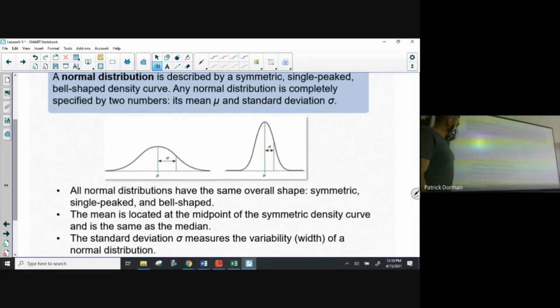So this is what a normal distribution looks like. Really, this is all we're going to do is just show you what it looks like. It is symmetric, has a single peak. The mean and the median are equal, and they're both the center. We're going to use the mean as a measure of center. And then our standard deviation describes how wide the distribution is.